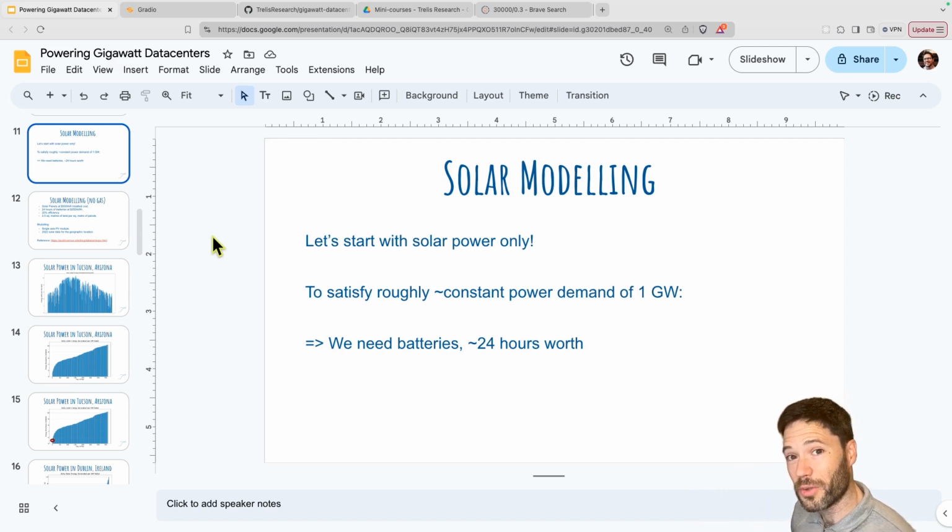And as we've said, you need to have power available for high expense data centers. And so therefore you need at least to have some kind of battery storage if you're going to rely on solar only. So in order to satisfy this roughly constant power demand of 1 gigawatt, I'm going to say we need 24 hours worth of batteries. Now you could debate, maybe you need a little bit more, a little bit less, depending on intraday patterns, but this will allow me to make some assumptions going forward on what this plant will cost. So we've got 24 hours worth of energy storage coupled with the solar panels.